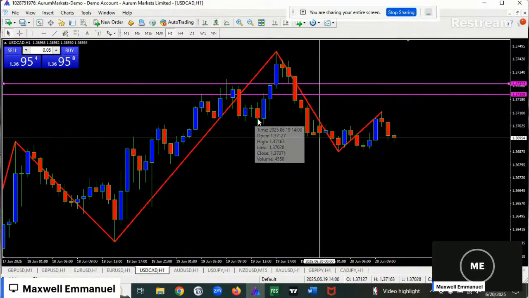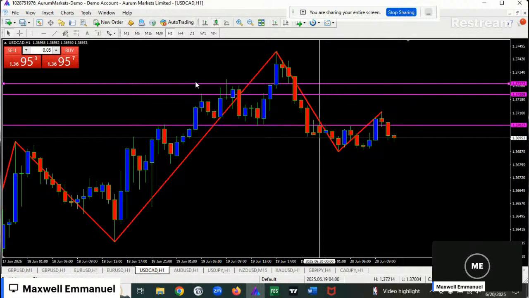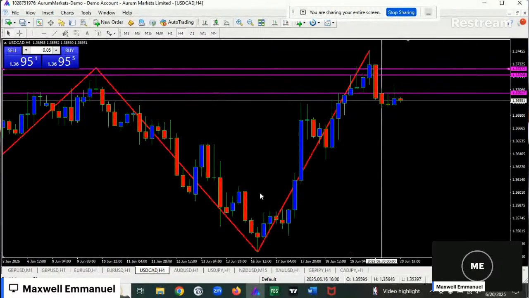You can see on 1 hour time frame, shifting market structure has occurred at this point. So we want to see price pull back to this level before we sell. And if you go up to 4 hour time frame, you can see this at a discount area. Pull back, that's my expectation.